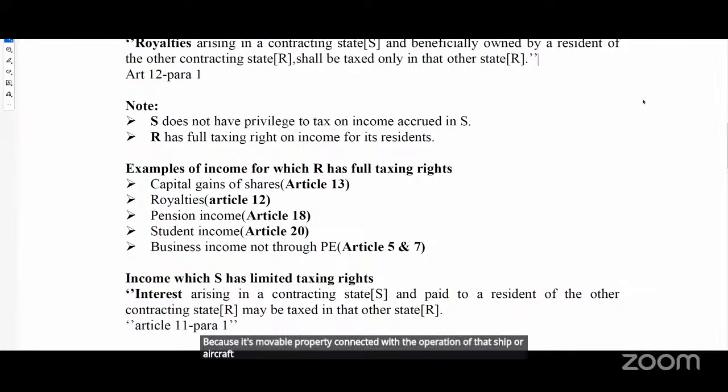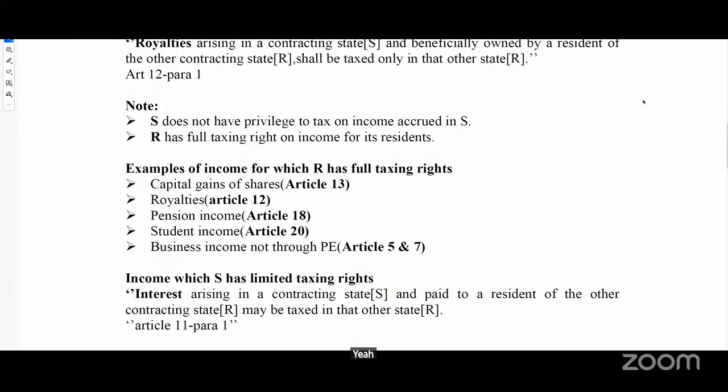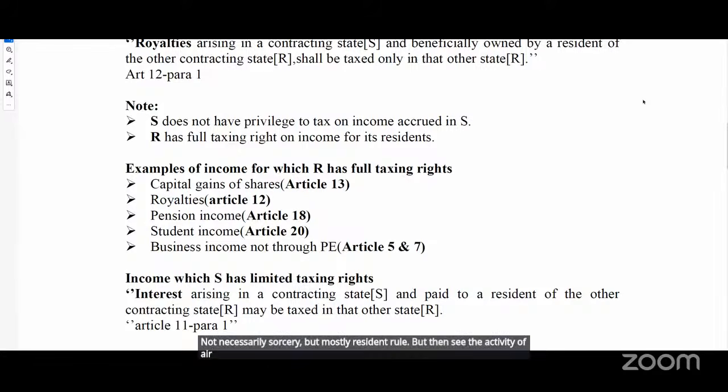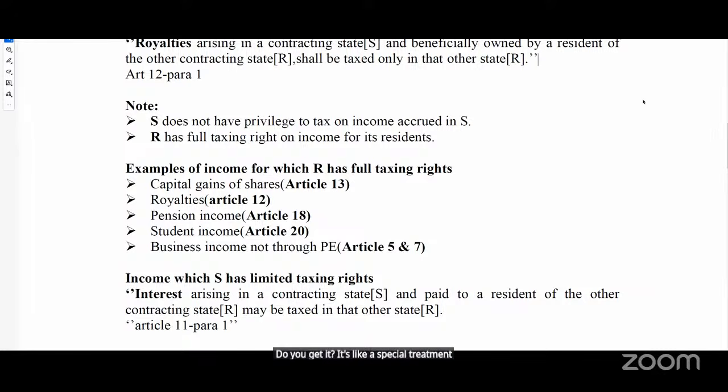Do you understand? Oh, okay. So don't we follow the source rule or what? Resident. Not necessarily source rule, but mostly resident rule. But then, see, the activity of aircraft, where you locate it is where you incorporated it, which makes it like the resident state. Do you get it? It's like a special treatment. So the Article 8 is a resident rule.